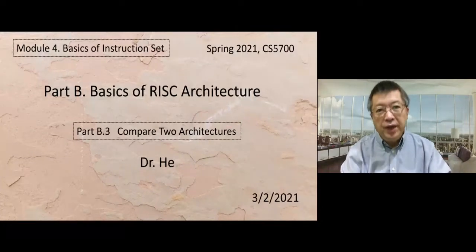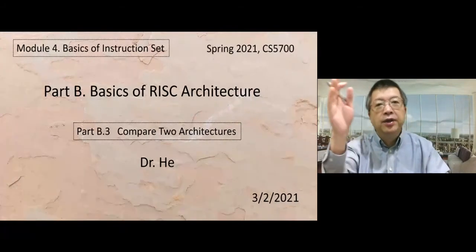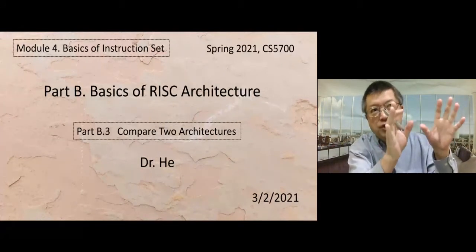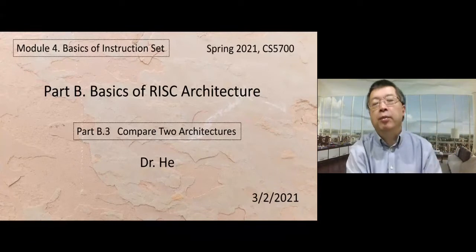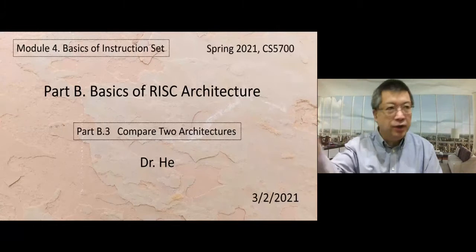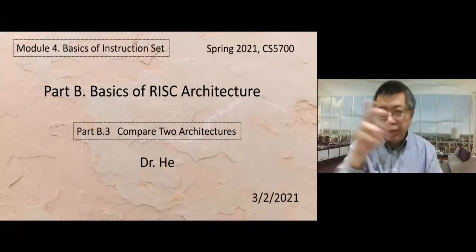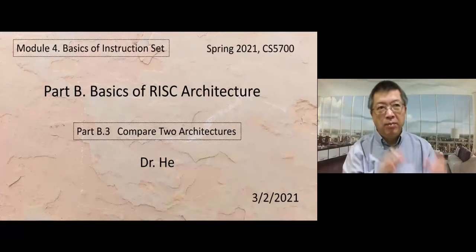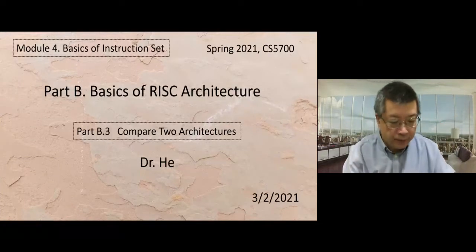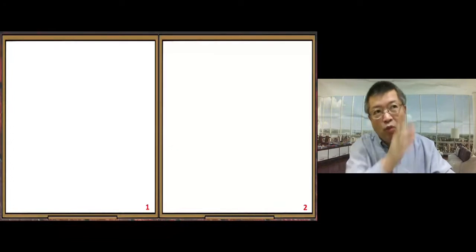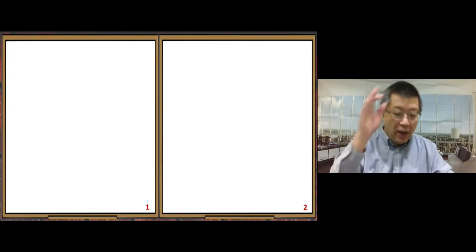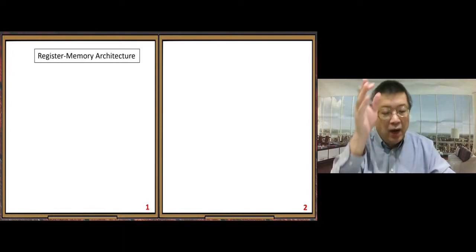Part of B.3, compare two architectures. So we looked at two register-based architectures in the previous video: the register-memory architecture and the register architecture. So let's compare their advantages and disadvantages, one by one. First, let's look at the register-memory architecture.